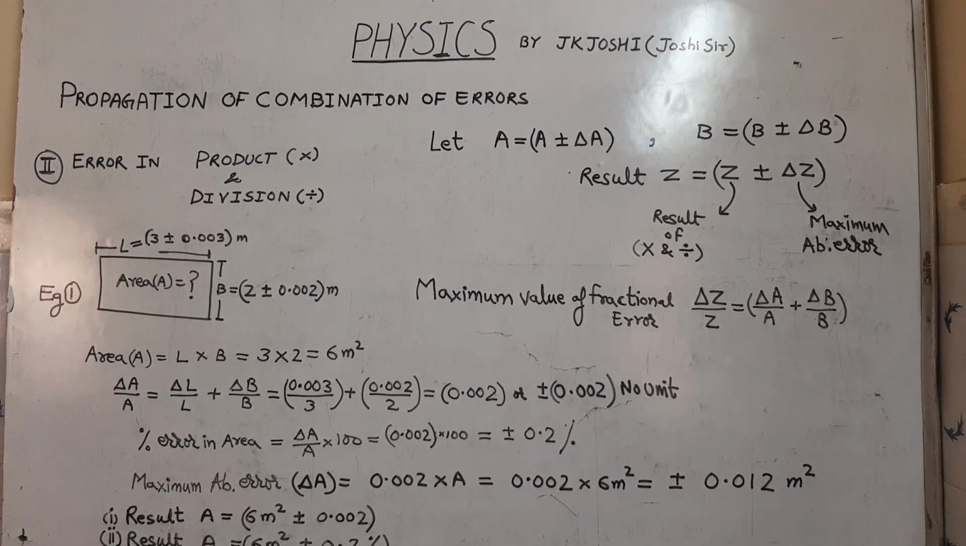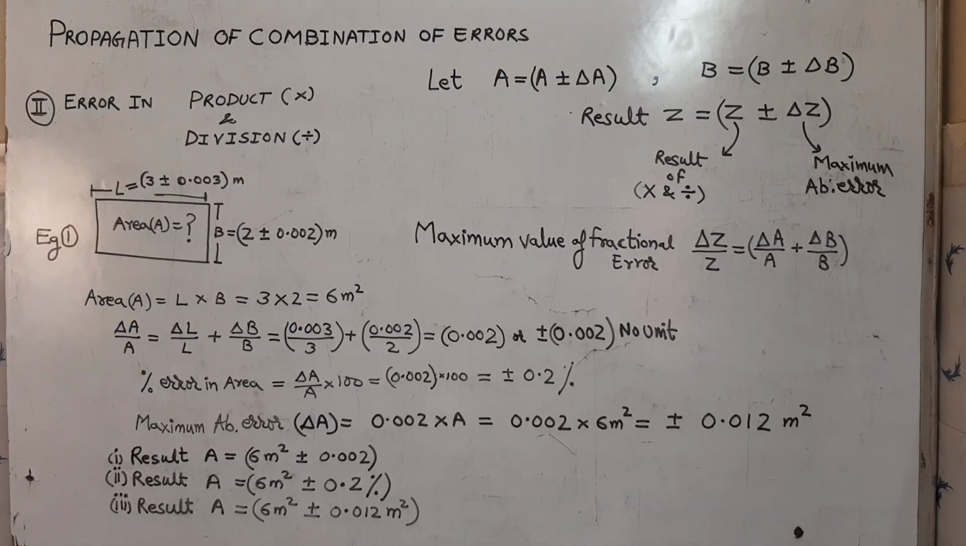We can write the result in 3 forms. बच्चों रिजल्ट को हम 3 तरह से लिख सकते हैं बेटा. First is area with fractional error, that is 6 meter square plus minus 0.002. Now area with percentage error, that is 6 meter square plus minus 0.2%, and the area, that is 6 meter square plus minus 0.012 meter square. आंसर क्या देना है डिपेंड करता है क्वेश्चन क्या है.